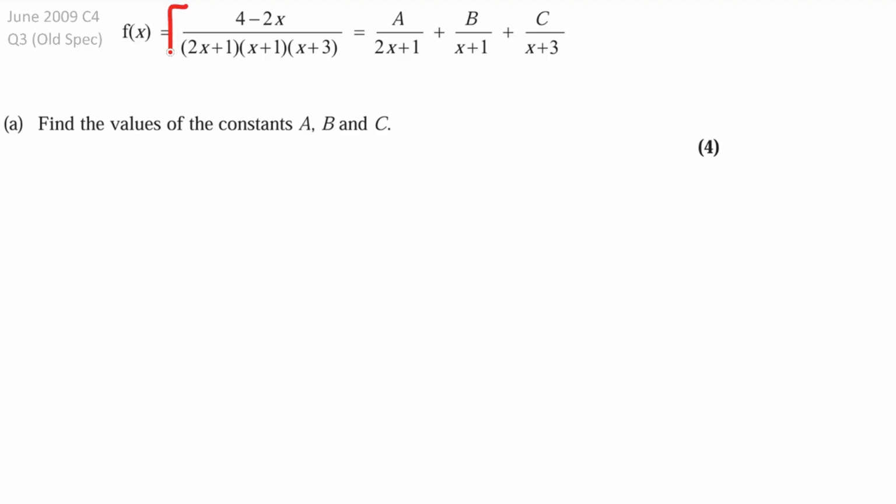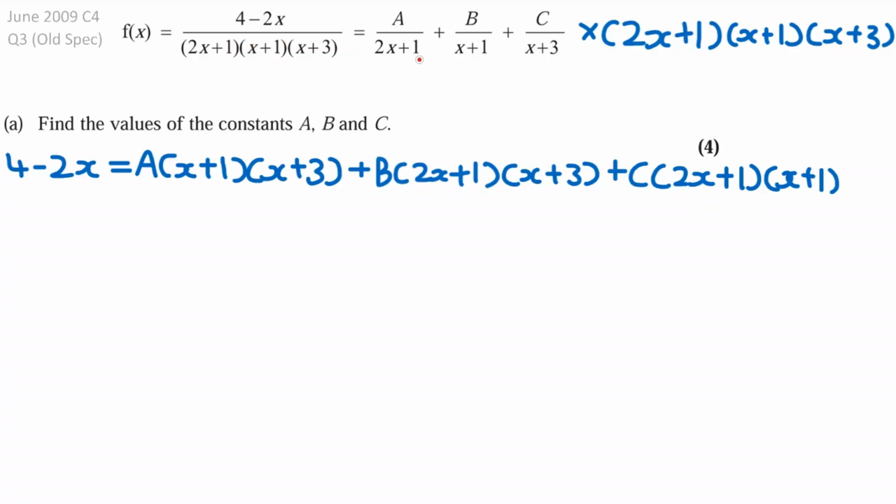But the process is still the same. What we first need to do is, with this equation, we need to multiply everything by this denominator here. So we need to multiply all the terms by the 3 brackets, 2x plus 1, x plus 1, and x plus 3. So this term here, this denominator will just cancel out and leave us with the numerator 4 minus 2x. This term, this 2x plus 1 denominator will cancel out and leave us with A x plus 1, x plus 3. This x plus 1 denominator will cancel out and leave us with B 2x plus 1, x plus 3. And then this x plus 3 denominator will cancel out and leave us with C 2x plus 1, x plus 1, like this here.